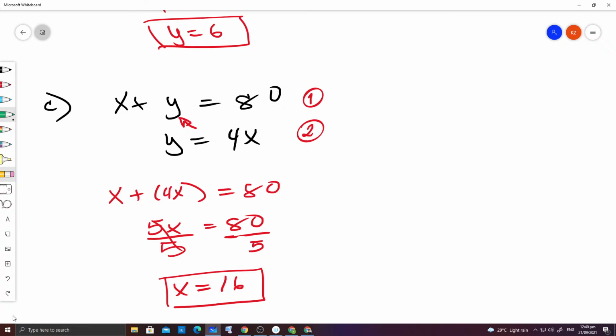Then for the value of y, y is equal to 4 times 16. How many is 4 times 16? We have 64.